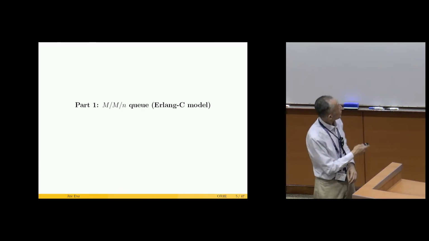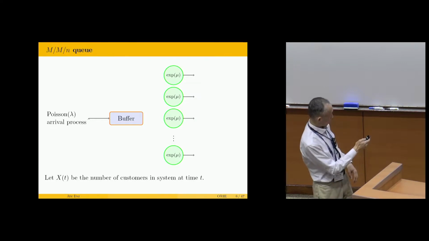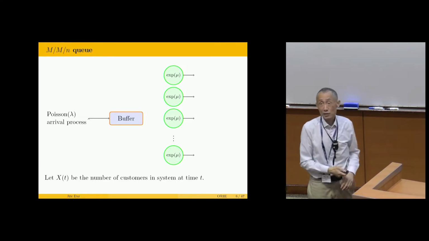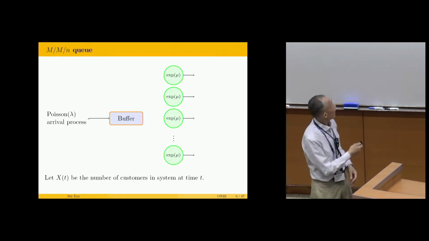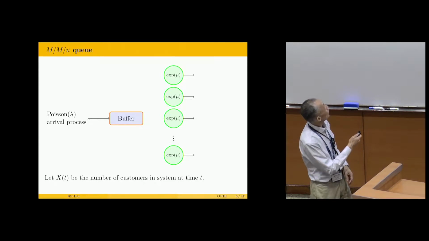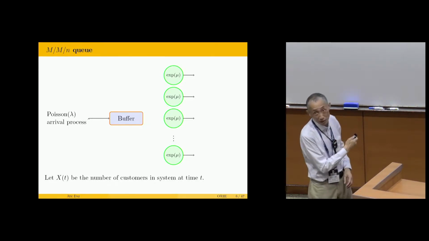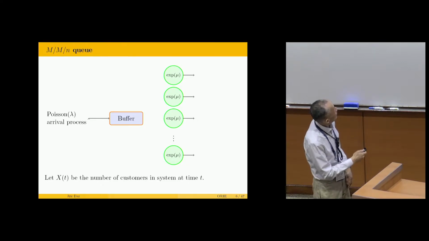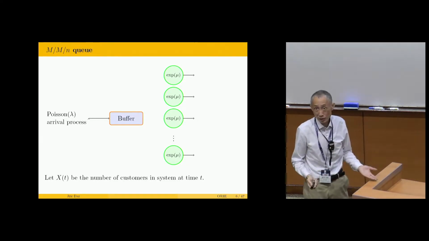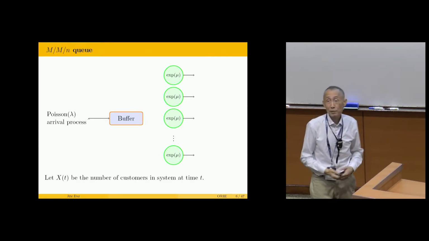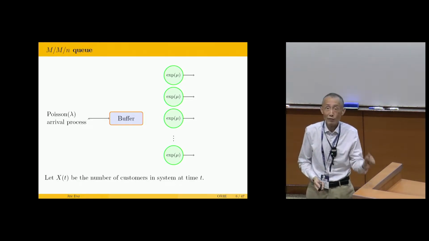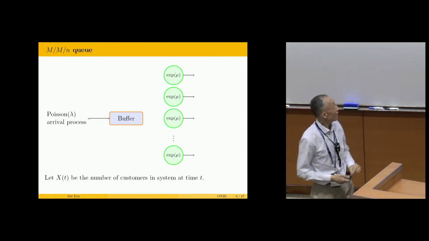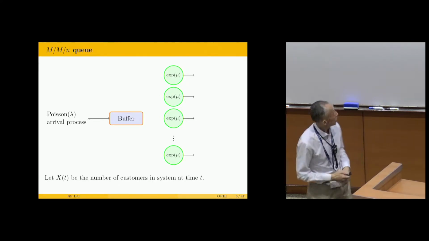If you are not familiar with this, I will introduce the model. There are N identical servers working in parallel, and there's a common waiting area. If all servers are busy, then you wait in this common buffer. The arrival process is Poisson with parameter lambda, the service time is exponential with service rate mu, and there is the number of servers. So there are only three parameters: arrival rate, number of servers, and service rate.